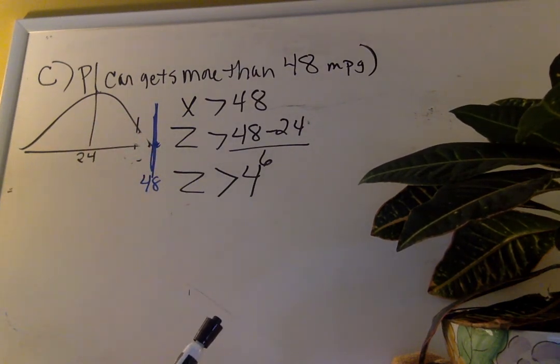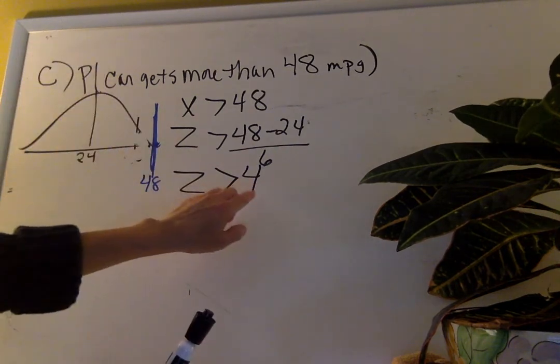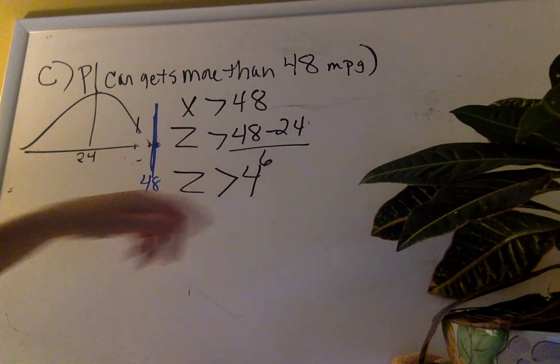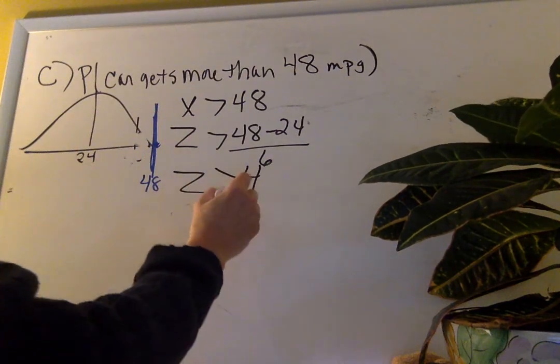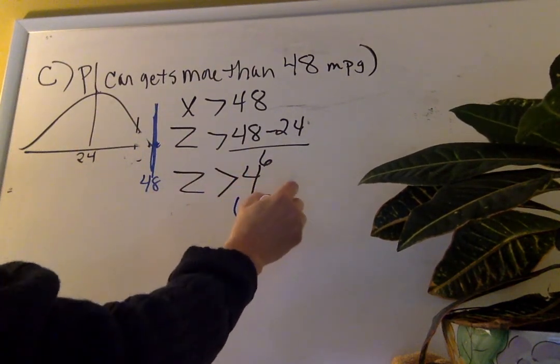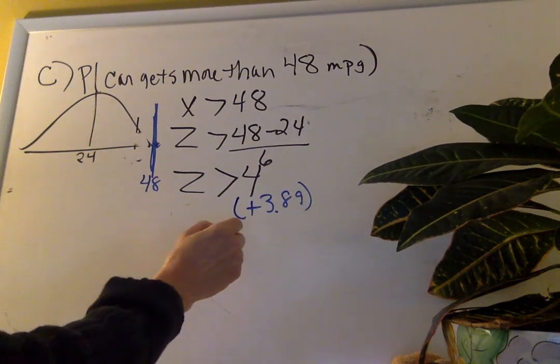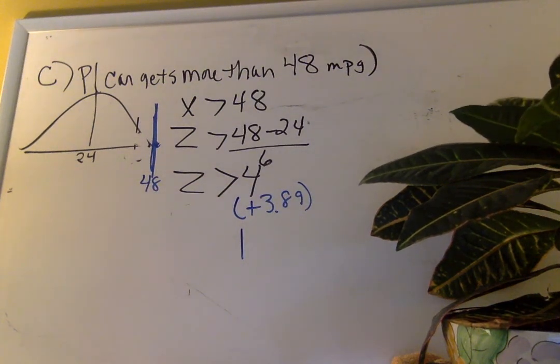You don't have the underlying concept. What can we do when something's off the chart? This is a positive 4, right? So you're going to look up the biggest positive that you can look up, which is 3.89, and you're going to see the number 1. And the 1, remember, is representing 100%, right?